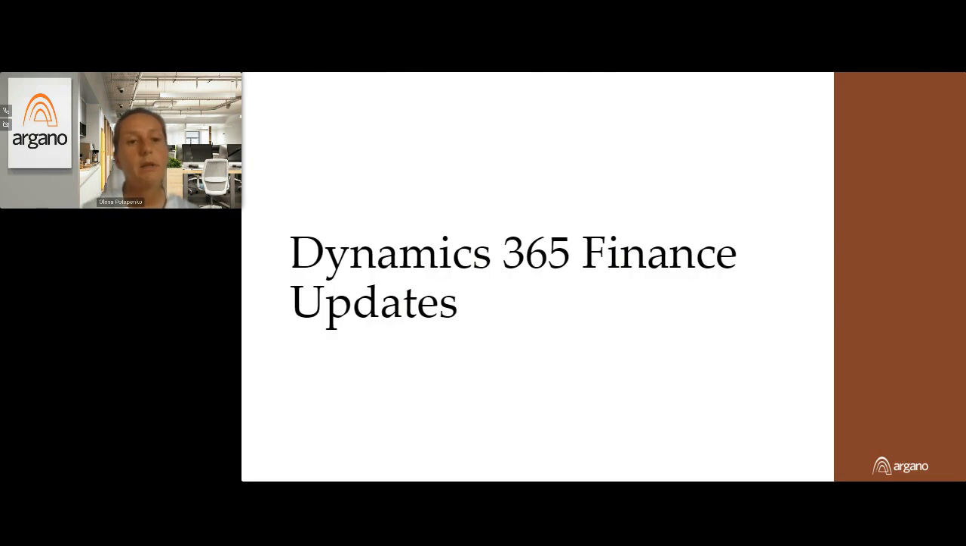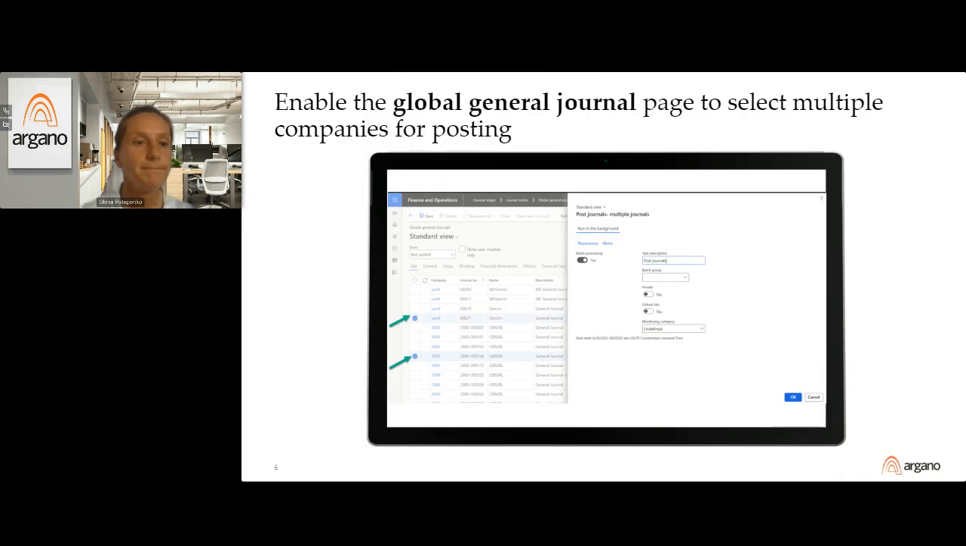So, we can start with the finance updates. One of the features of this release is enabling the global general journal page to select multiple companies for postings. With this new feature, it's now possible to select journals across multiple companies for posting in a batch job on the general journal global page.